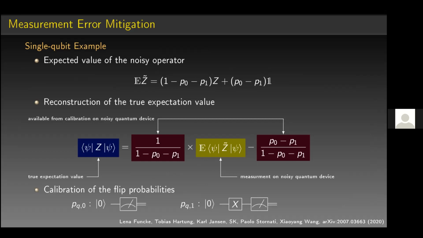Since we assume that they are all independent, all we have to do is run 2 additional circuits for each qubit before we do our computation. So we just run an empty circuit and record how many 1 outcomes it produces, because the 0 state should be untouched, which gives us the flip probability P0 for qubit Q. And similarly for P1, we do the same thing, but we add a single X gate, which generates a 1 state initially, and then we measure the number of 1 outcomes. Okay. So with this very simple calibration procedure, one basically has all the ingredients to reconstruct the true expectation value from the noisy measurement.